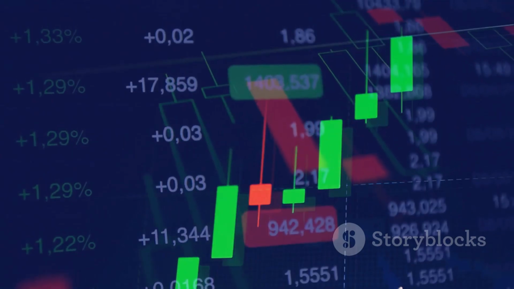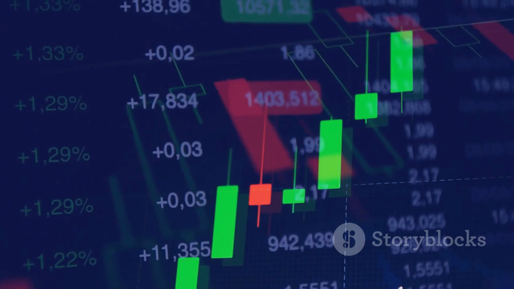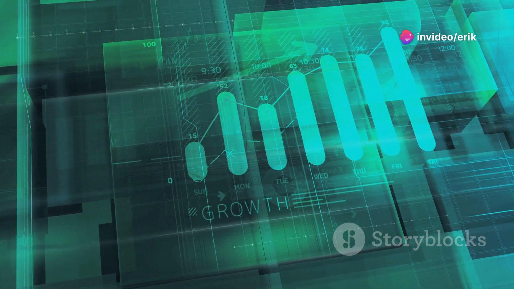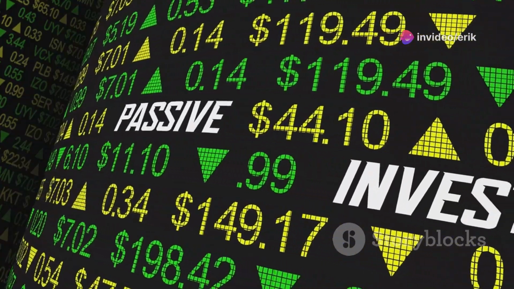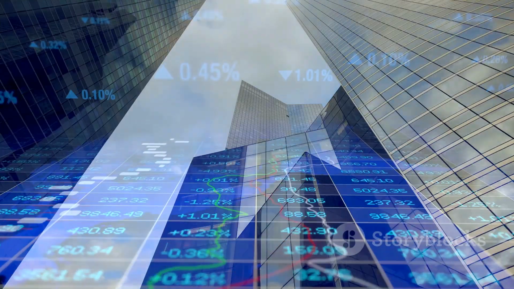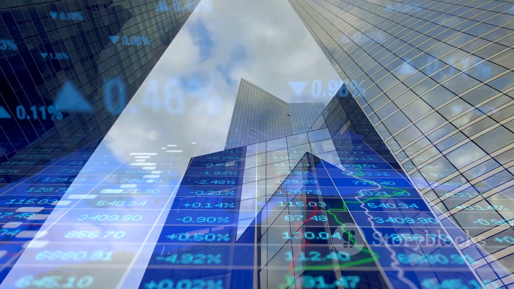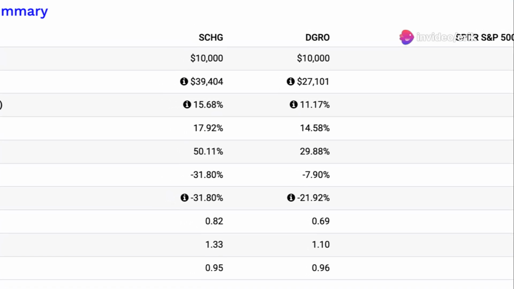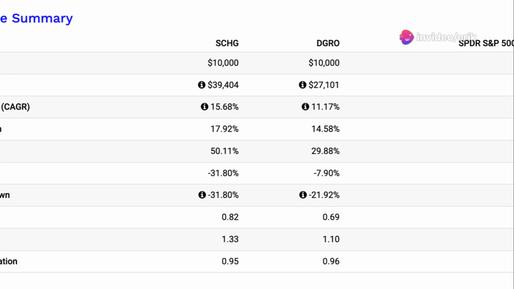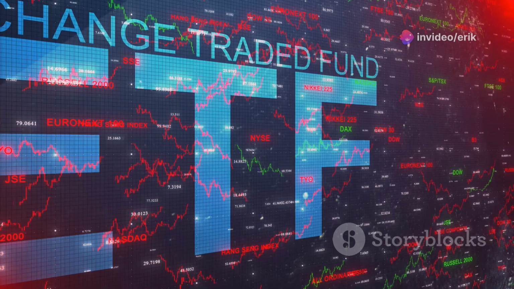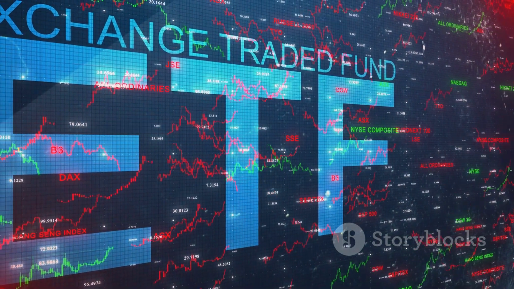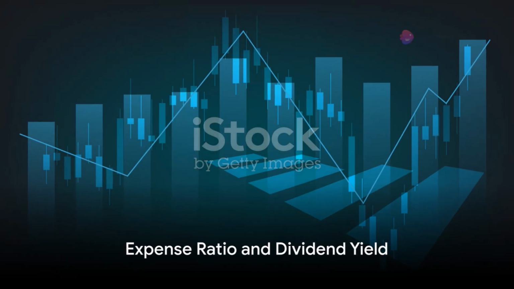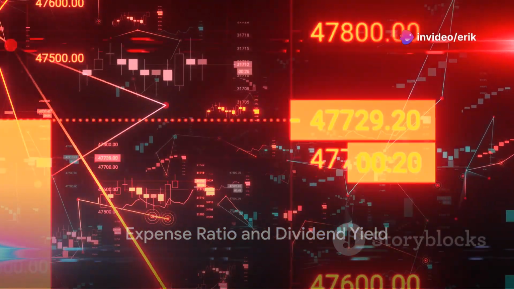On the other hand, DGRO, the iShares Core Dividend Growth ETF, focuses more on providing investors with steady dividend income. It has a higher expense ratio of 0.08%, but offers a robust dividend yield of 7.72%. This fund aims for stability and growth through dividends, making it appealing for those seeking a reliable income stream. With these profiles in mind, let's compare SCHG versus DGRO on critical financial metrics. Now let's get down to the brass tacks, expense ratio and dividend yield.